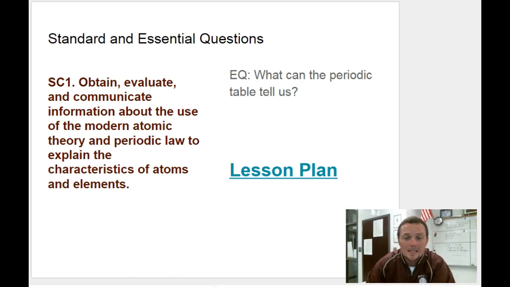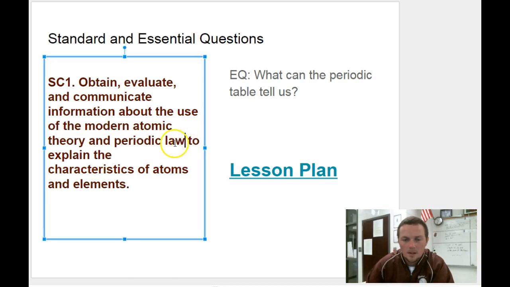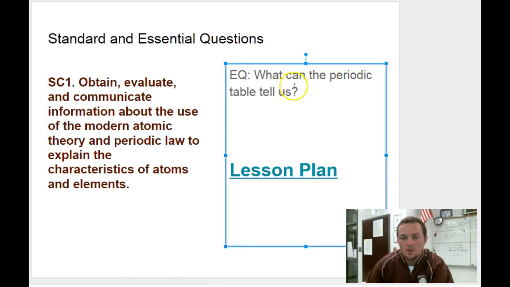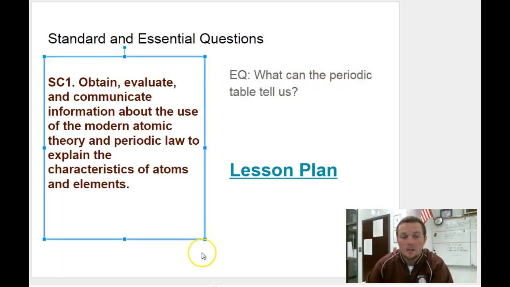So what we're going to be looking at today is what the periodic table can tell us. Our standard is this: obtain, evaluate, and communicate information about the use of the modern atomic theory, which we already learned about, and the periodic law to explain characteristics of atoms and elements. Especially what we're looking at today is the periodic law, especially just looking at the periodic table. So the question we hope to accomplish today is, what can the periodic table tell us when we look at it? It can tell us a number of things, and I'm going to show you that today.